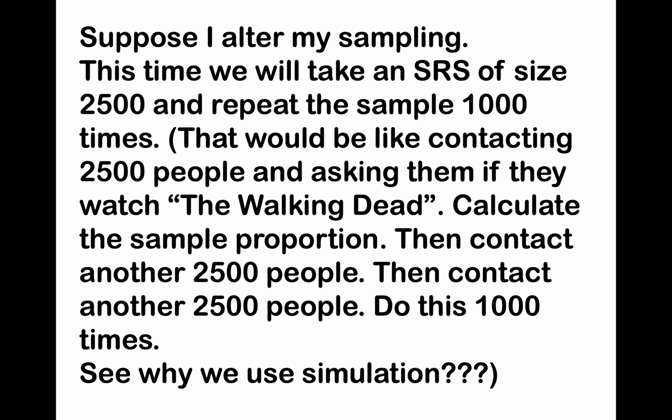Suppose I alter my sampling. This time we're going to take a simple random sample of size 2,500 and repeat the sample 1,000 times. That would be like contacting 2,500 people and asking them if they watch The Walking Dead, then calculating the sample proportion, contacting another 2,500 people, then another 2,500 people, and we would do this 1,000 times.